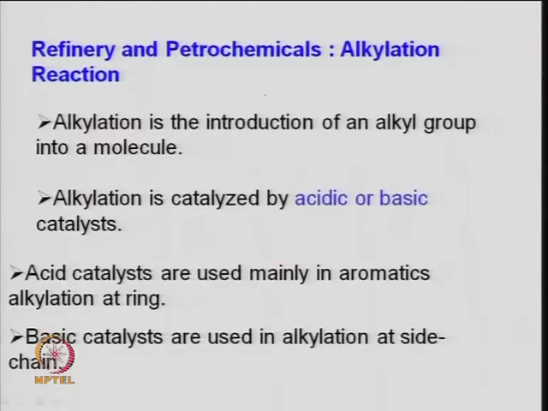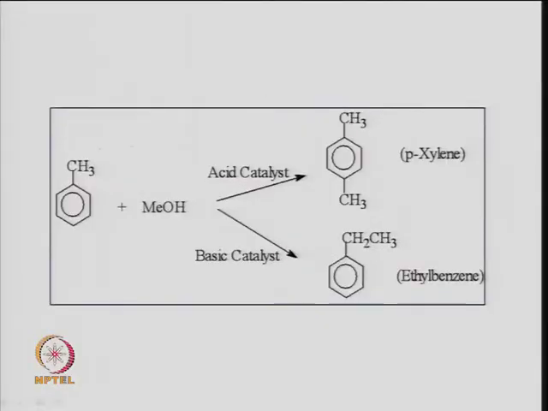Very quickly, let us look at alkylation, a very important reaction where you add an alkyl group to a molecule. This is generally catalyzed by either an acid catalyst or a basic catalyst. With an acid catalyst, they mainly do aromatic alkylation in the ring, so the ring is alkylated. With a basic catalyst, it prefers the side chain. For example, you have a ring compound like toluene, and you can have any compound here, ethyl benzene also.